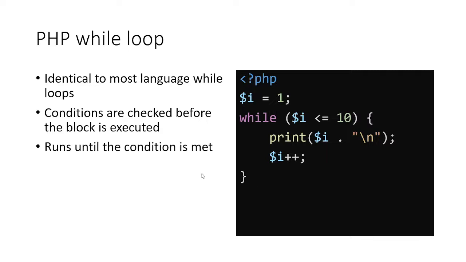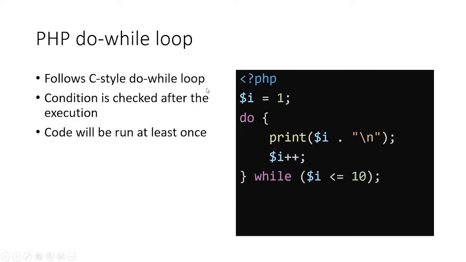So this one is for the PHP while loop, and then after that we have another loop called a do while loop. The do while loop basically follows the C style do while loop, and one of the key takeaways for the do while loop is that the loop itself, right?